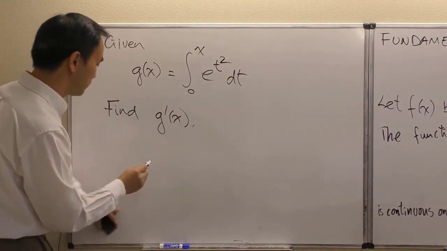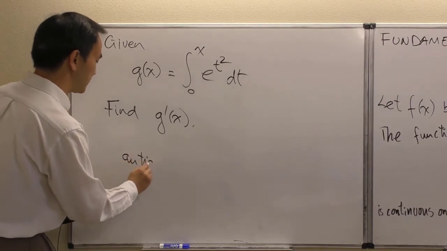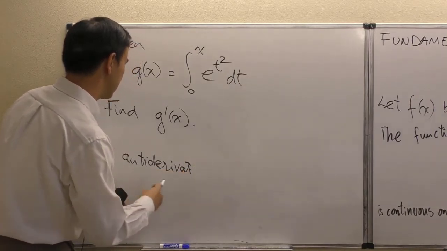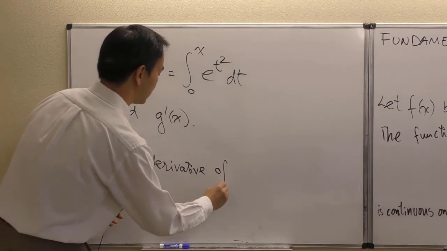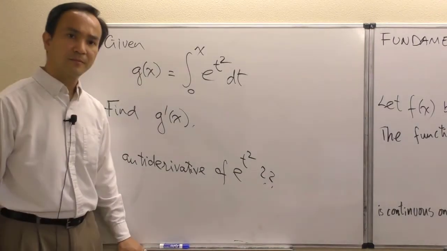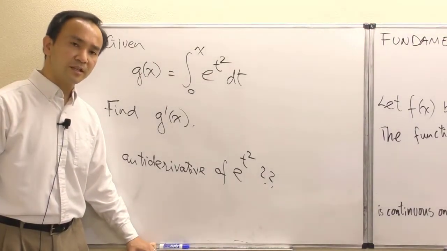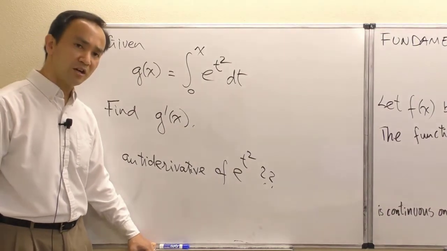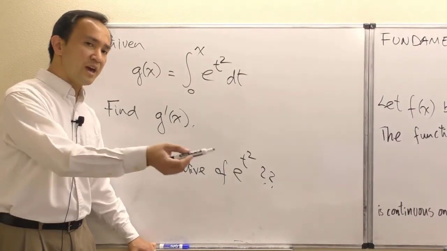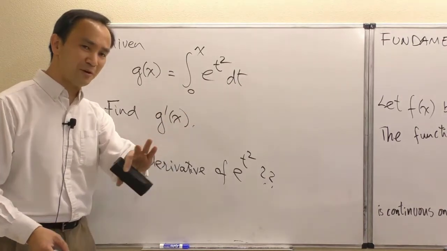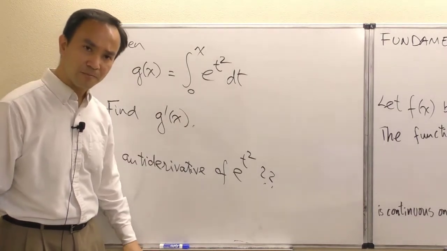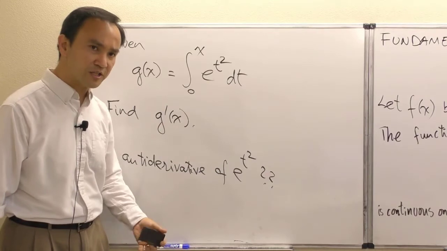What is the antiderivative of e to the t squared? Is it simple to find? I'm talking about even if you're among the generation of people who came after Isaac Newton released the fundamental theorem of calculus, part 2. For this problem, is it that simple? So finding the antiderivative is not always a simple thing.